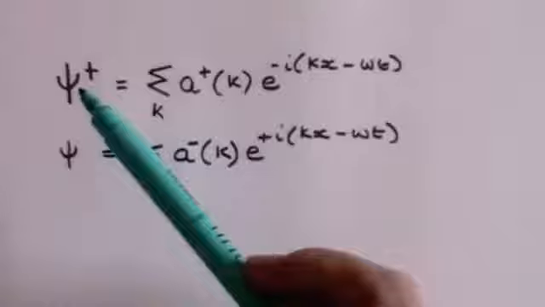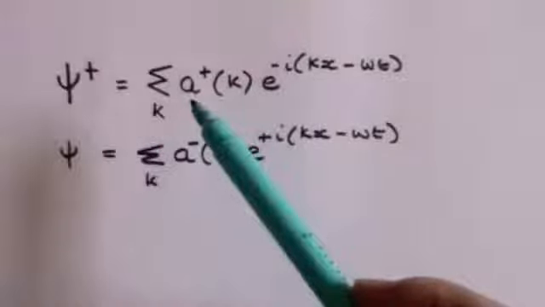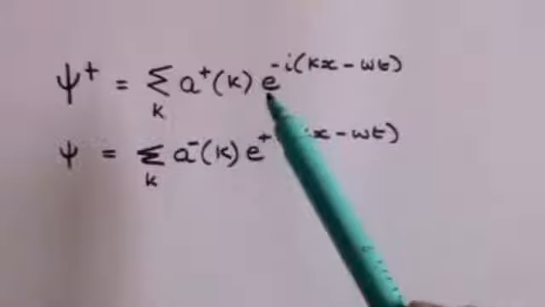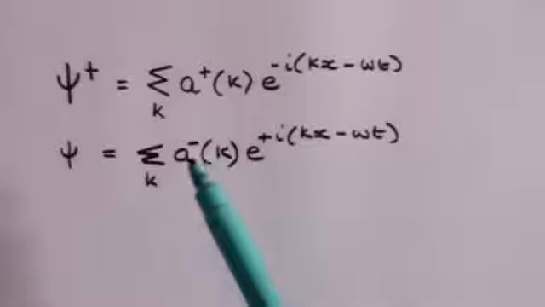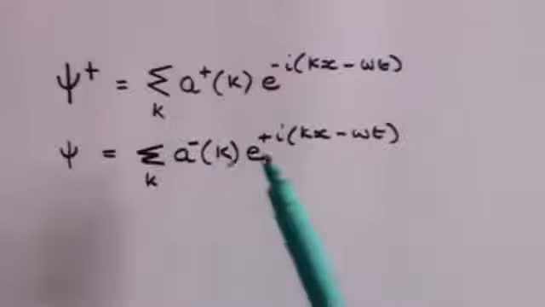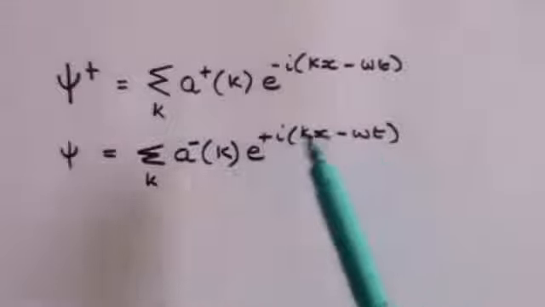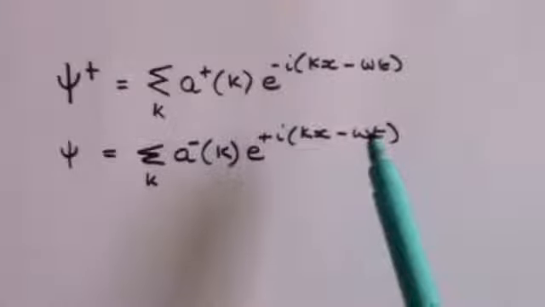Psi dagger is essentially the field creation operator. It consists of a plus, which is, as we showed, a creation operator, and a field. And psi is the field annihilation operator, which consists of a minus, the annihilation operator. We developed what that was last time. And a field. This is the field term. This is a sine and cosine wave.